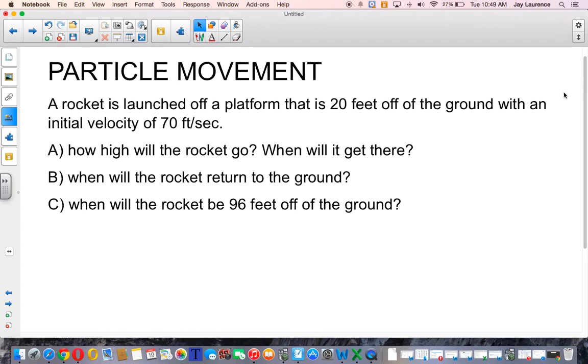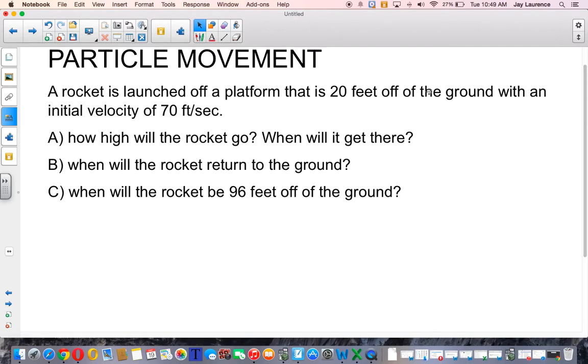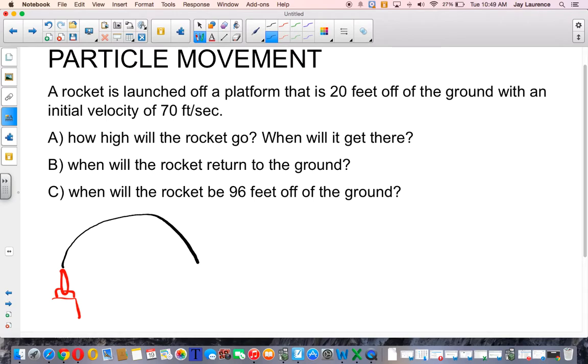Boyana wanted to know what would happen if something was on a platform from the example we did in class. And then Bree asked if I could make another video about this. So we've got a rocket being launched off a platform. So there's my platform. All right, there's my rocket. Something like that. And we know it's going to go like this, right? And we're asked to find how high will the rocket go and when will it get there.